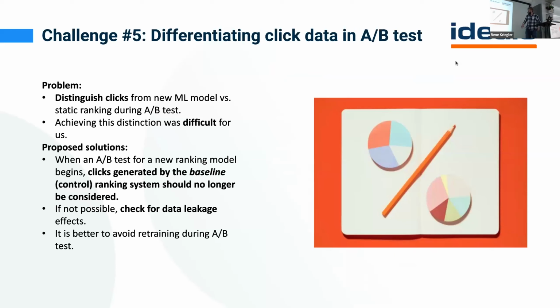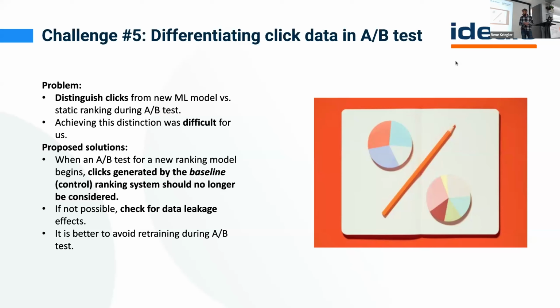What challenges are there then? You should already differentiate the clicks which come from your base ranking from the clicks which come from your model. Especially if you want to retrain your model during the A/B test and update the feature store. You cannot use the clicks from base ranking, because that is what you will not have in production. When you deploy your model in production, it no longer has the clicks produced by base ranking. So for us, it was difficult to differentiate.